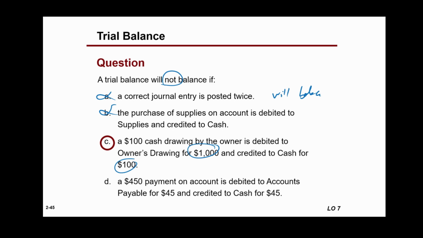$450 payment on account is debited to accounts payable for $45 and credited for $45. So in this case, you should not think about whether this is correct or not. What you're thinking about here is, will they be equal or not? You made the same mistake. So here, for example, you had 450, but you entered it as 45 on both sides. So it was supposed to be 450, you entered it as 45, 45. So you made the same mistake on both sides. When you make the mistake on both sides, the trial balance will balance.